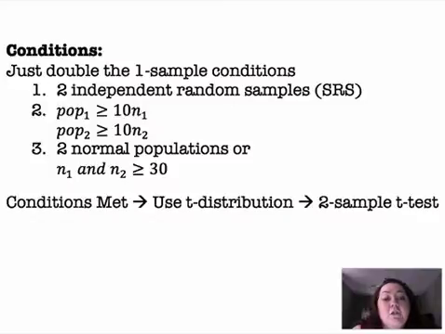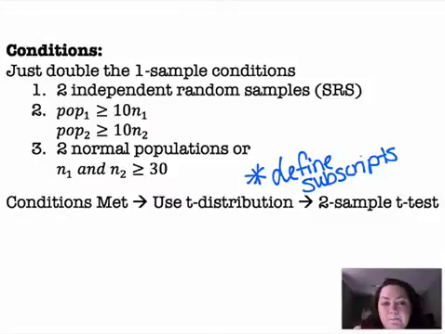And we have to have two normal populations, or n1 and n2 both have to be greater than or equal to 30. If the conditions are met, we're going to say that we're using a t-distribution and that we're going to do a two-sample t-test. Make sure that when you do your conditions, you define what 1 and 2 are.